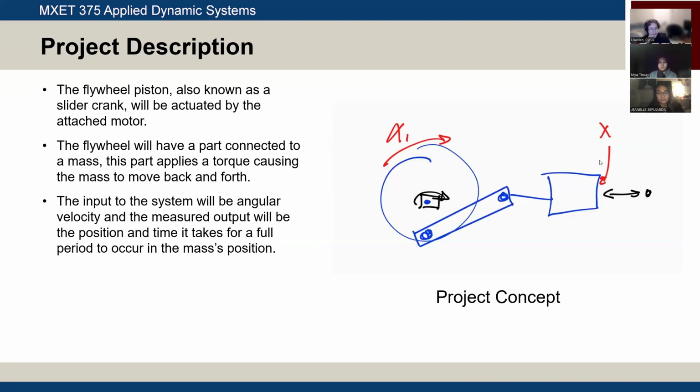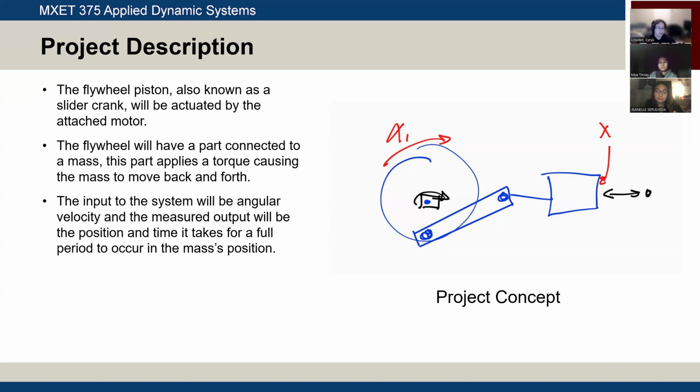Yep. All right, so on to our project description. So we are going to do a flywheel system, which can also be seen as a slider crank system. So basically what we are doing, we have a motor and then we have a flywheel. The motor is what's going to actually actuate our flywheel, moving a pin that's connected to another pin, which is connected then to our piston. So we are going to have a torque being applied from the flywheel, which will then be moving the mass back and forth. So what we will see is rotational motion being turned into linear motion by the system.